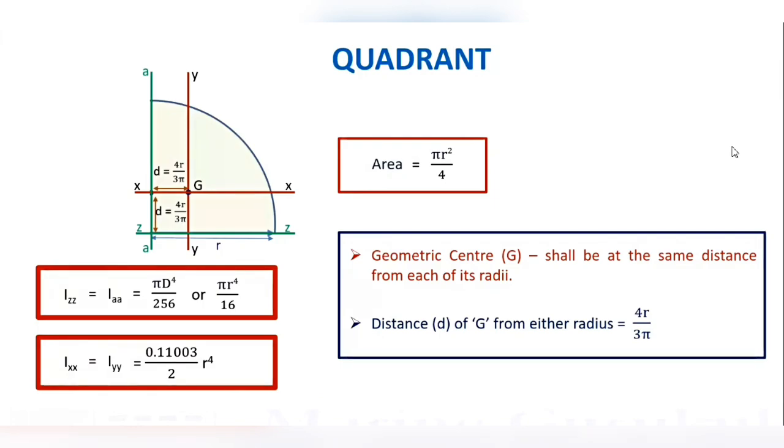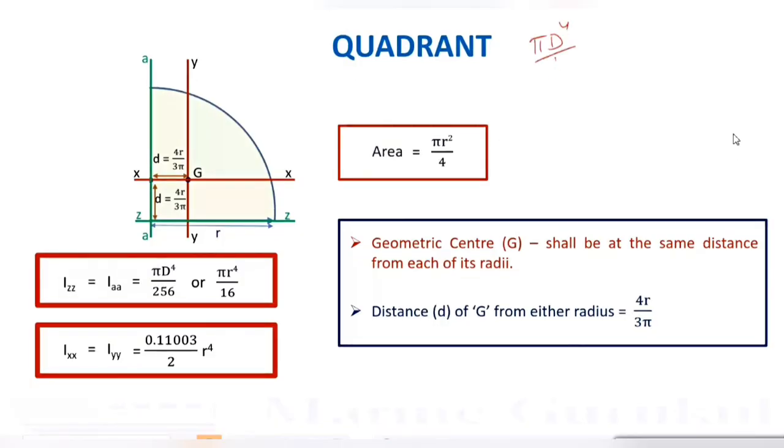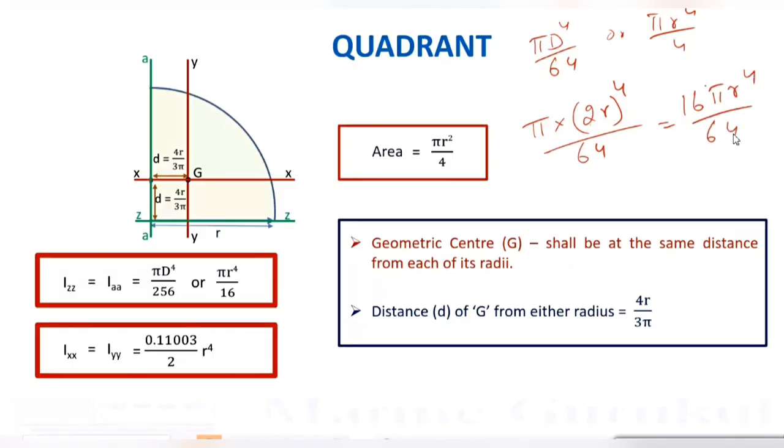Sir, how does this pi d4 by 256 become pi r4 by 16? Beta, 1 second. For the full circle, what was it? Pi d4 upon 64 or pi r4 upon 4, right? What is the diameter of a circle equal to? It is equal to twice the radius. So it becomes 2r raised to power 4 upon 64. Correct, beta? Yes or no? Yes, sir. So what will this become? 2 raised to power 4 will become 16. So it will become 16 pi r raised to power 4 upon 64. And this will become pi r4 upon 4. Yes or no? Yeah, got it, sir. Got it. Thank you.